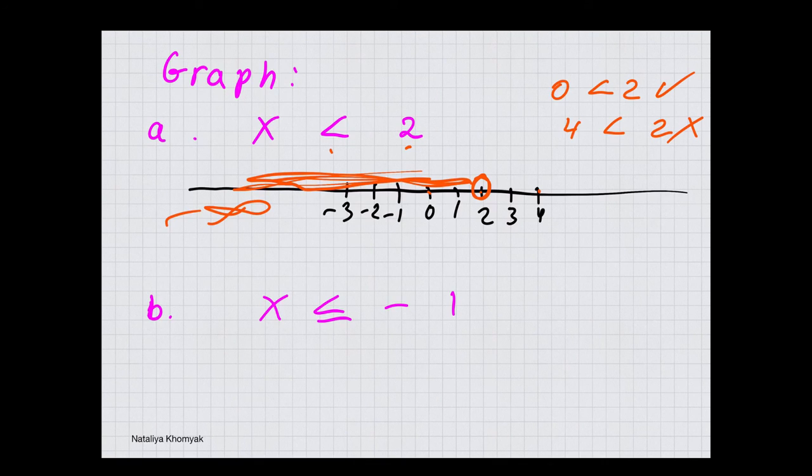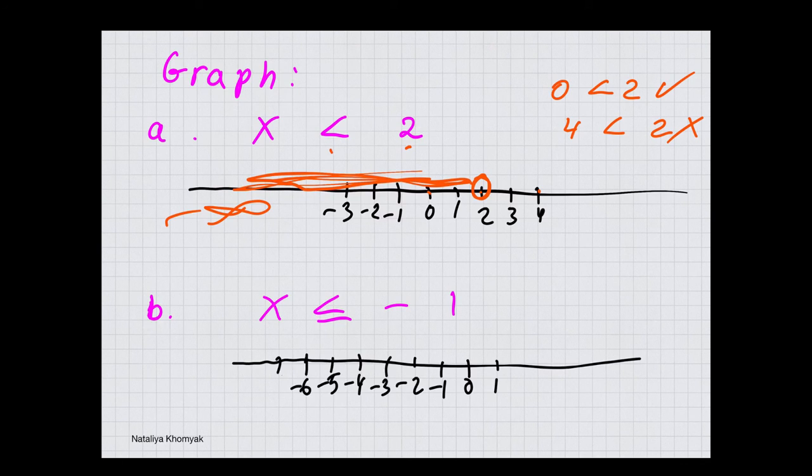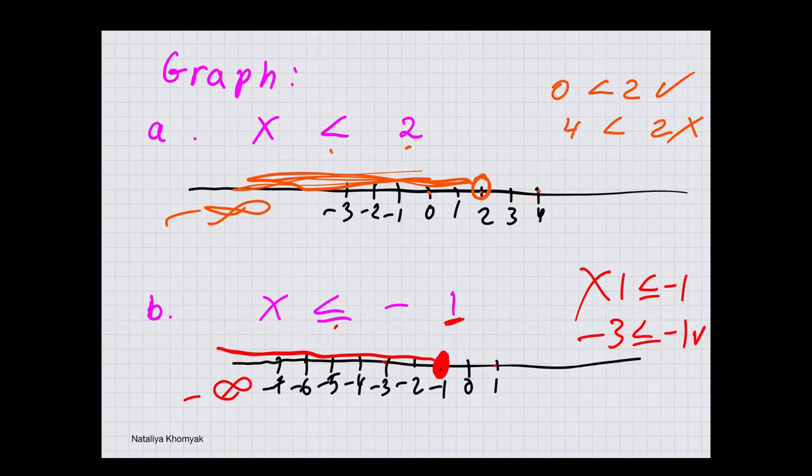For b, we have x is less than or equal to -1. So here's the number line. The number we're working with is -1. So here it is. We have or equal to, so the circle will be filled in. And everything to the left will be part of my answer. To check, let's say I pick this positive one. Is 1 less than or equal to -1? No. Is, let's say, -3 less than or equal to -1? Yeah. So here's my solution, all the way to negative infinity. That's all.